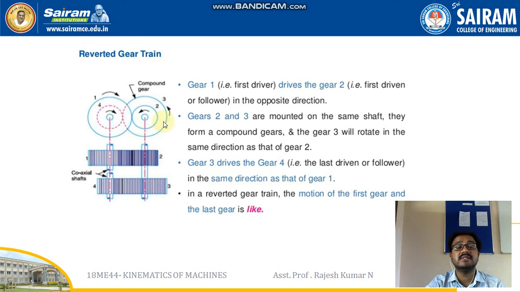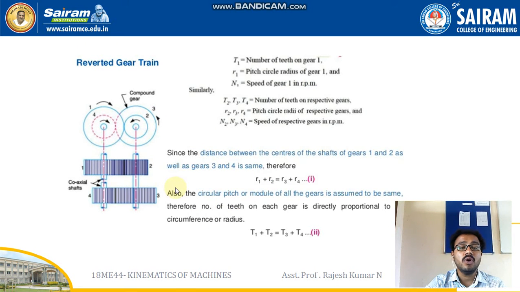Now the next case is that gear 3 drives gear 4. You can see that gear 3 drives gear 4 in the same direction as that of gear 1. So gear 1 is rotating clockwise, which means gear 4 is also rotating in the clockwise direction. So in a reverted gear train, the motion of the first gear and the last gear is the same. Now we will see how to write the gear ratios and the train values.